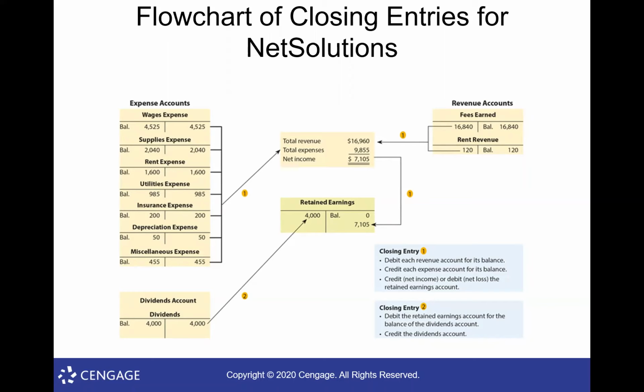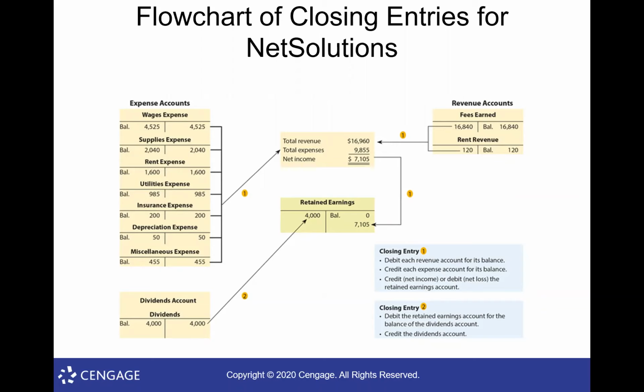That's what closing means, okay? So we're taking the temporary accounts, revenue and expense, and then dividends, and we're closing them to retained earnings. And by closing, we mean we're taking their balances down to zero and putting them over to retained earnings.